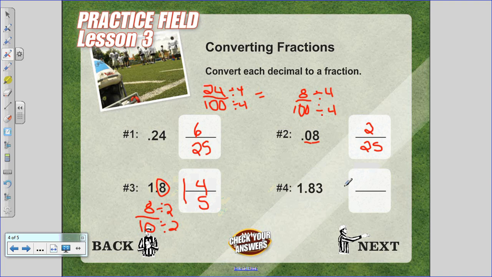So this one, same thing. We're going to just hang on to the 1 there, and we're going to deal with just this 0.83. So it is 83 over 100 because I have 2 decimal places here. 1, 2, 2 decimal places, 2 zeros. And 83 doesn't have anything that will go into it that 100 does. So I can't simplify that any more than that right there. 83 over 100. And that is it. That's all there is to changing a decimal to a fraction.